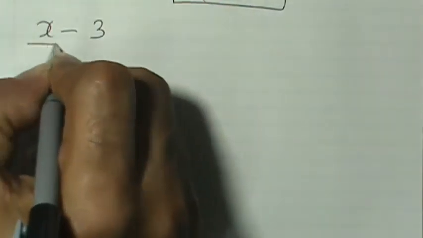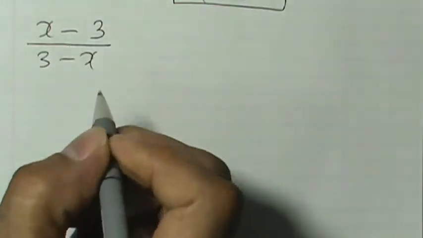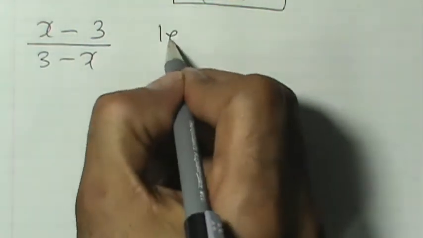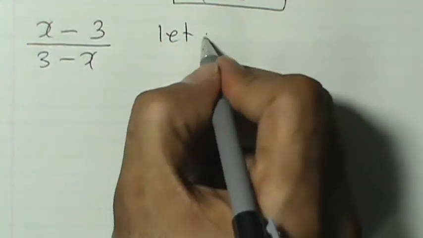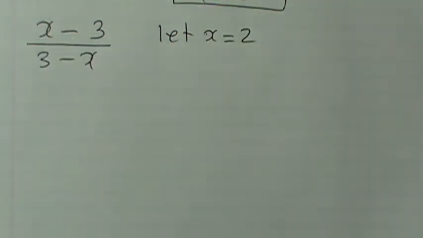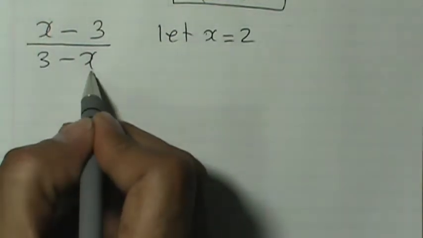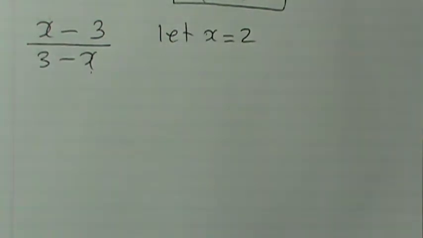So for example, I had here x minus 3 over 3 minus x. If we cancel this, you will have negative 1. Let's substitute x with 2 on top and bottom. This way we can prove why the answer is negative 1. If I substitute x with 2, I should get negative 1.